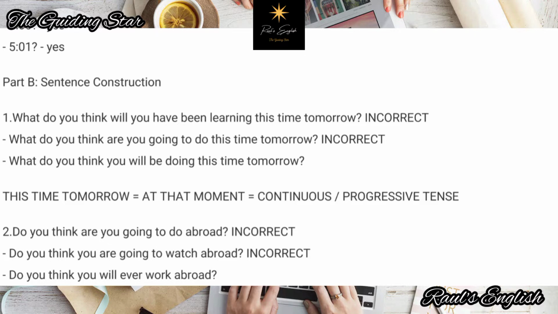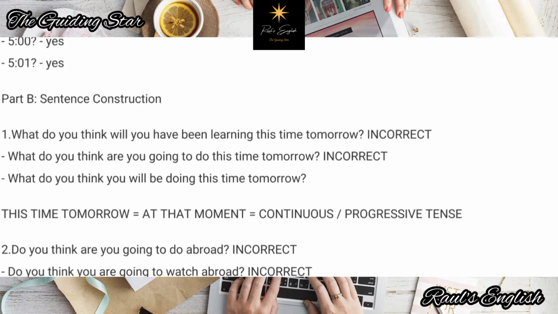Alright, let's go on to sentence construction. Okay, so what do you think you will have been learning this time tomorrow? That is not correct. Why is it not correct? First of all, like I said, do you and you, will you, that's not possible. Right, next is, what do you think are you going to do this time tomorrow? Again, the same problem here. You can't have two questions in a question. Right. What do you think you will be doing this time tomorrow?